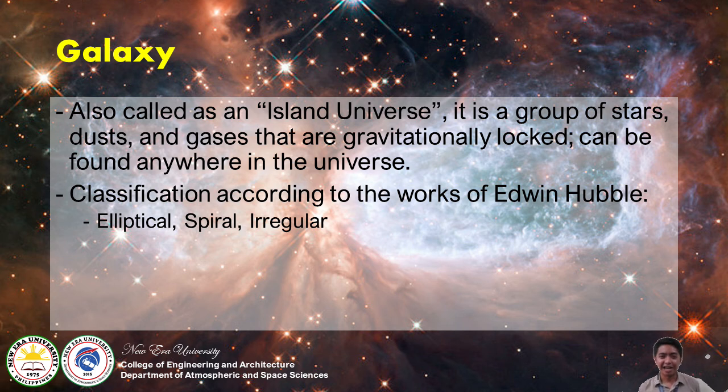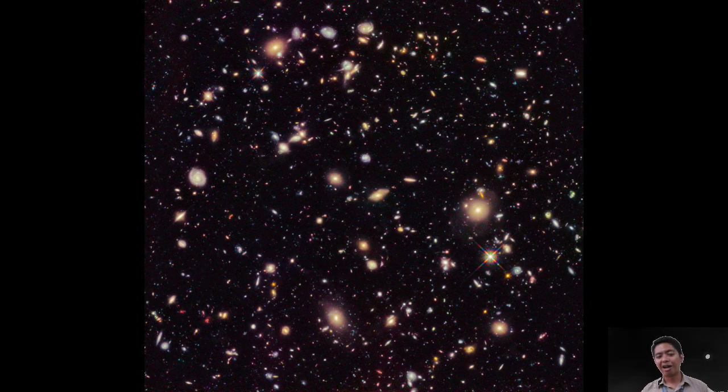Lastly, we have what is called a galaxy. A galaxy is also called an island universe, because it is a group of stars, dust, and gases that are gravitationally locked. It means that all those stars are together in one gravitational field. They can be found anywhere in the universe. Wherever you look in the universe, you will see a galaxy. If you're familiar with the Hubble Deep Field, those are all galaxies.